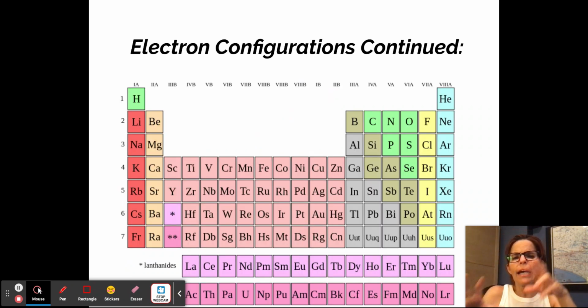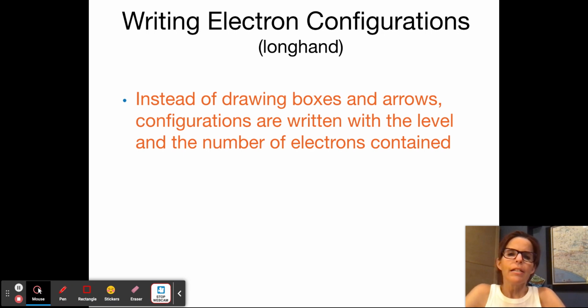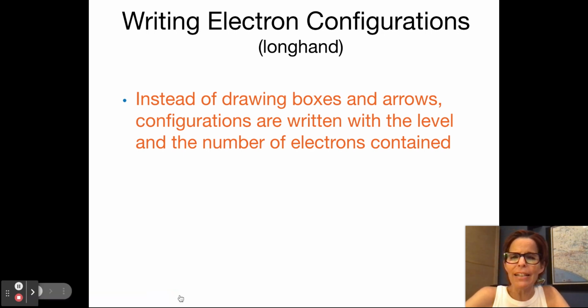Now you've seen how the electrons get assigned based on the box chart. Now we're going to try to write it more efficiently, and we'll do the longhand version first, and then we'll get into a shorthand version that'll be a lot easier to write. So let's start with the longhand version. It says, instead of drawing all the boxes and arrows, which for beginners, you need to draw so that you know what's going where. You'll get the hang of it, and then you won't have to do that anymore.